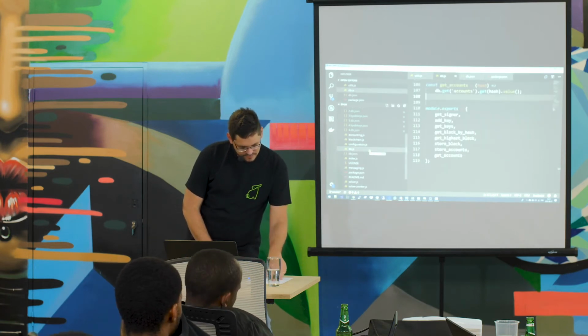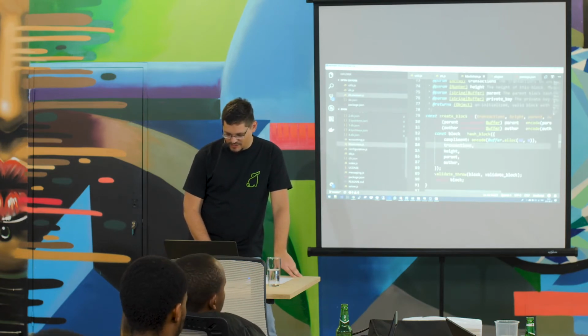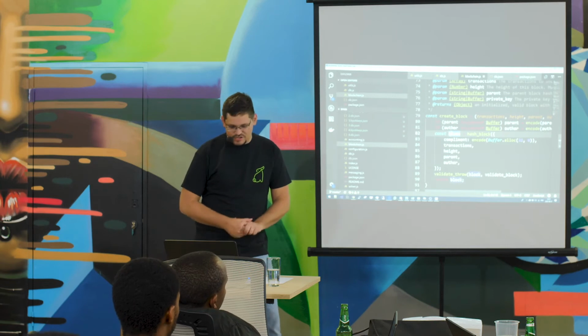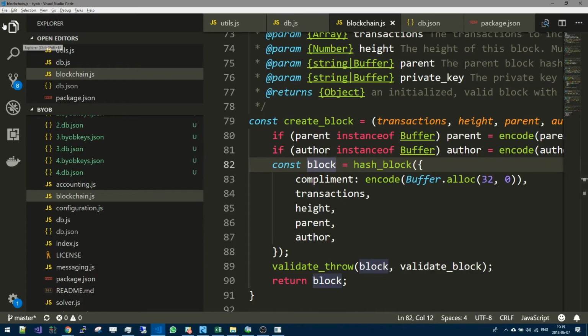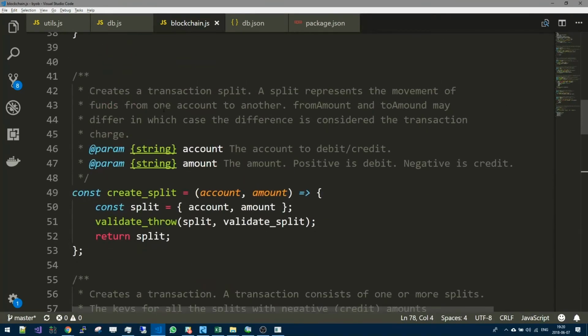Okay, let us see what we've got next. Okay, next, let's look at something a bit more fun. The file blockchain.js. Now, blockchain.js contains the functions that we need to create the primitives of the blockchain. And what we'll talk about now is what goes into each of the objects.